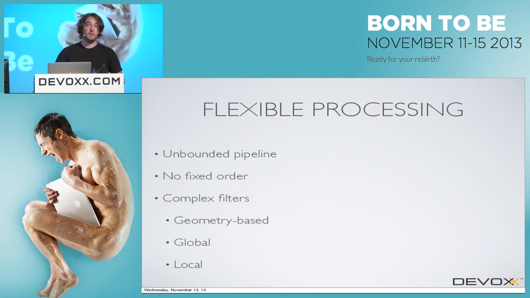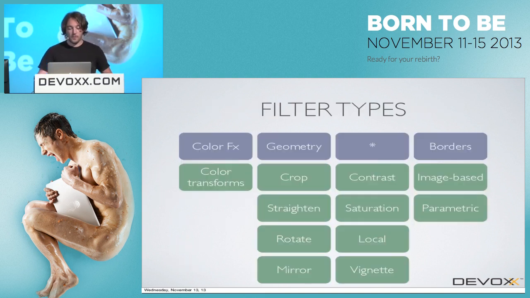So the pipeline itself is actually unbounded. You can pile up as many operations as you want in it. There is no fixed order. Basically the order of the effects in the pipeline is going to be the order you applied the effects yourself. And we've got various different types of filters.